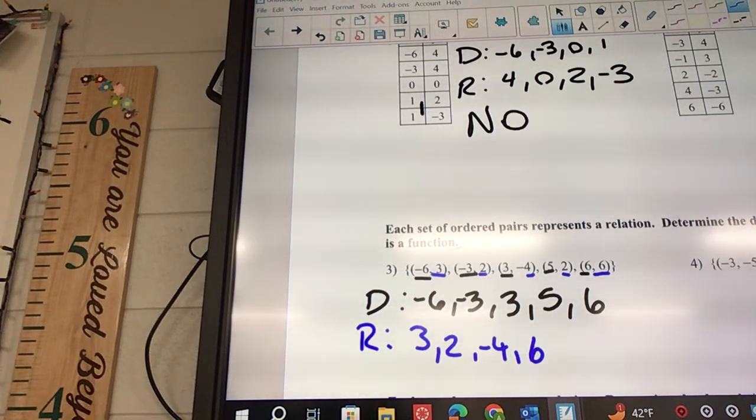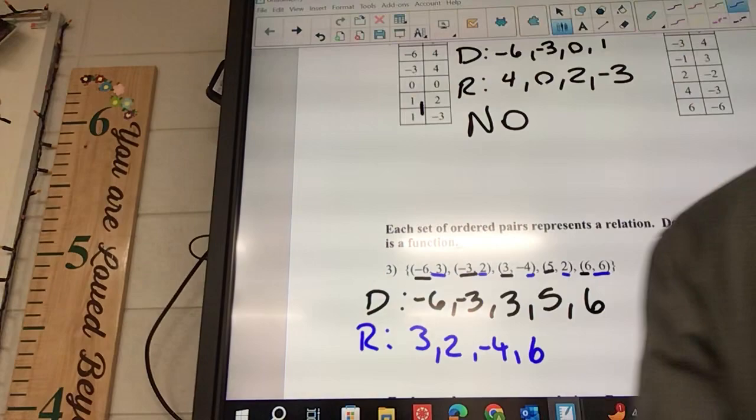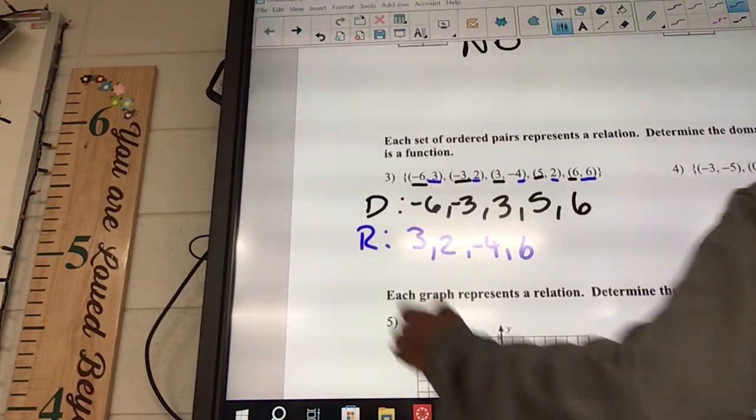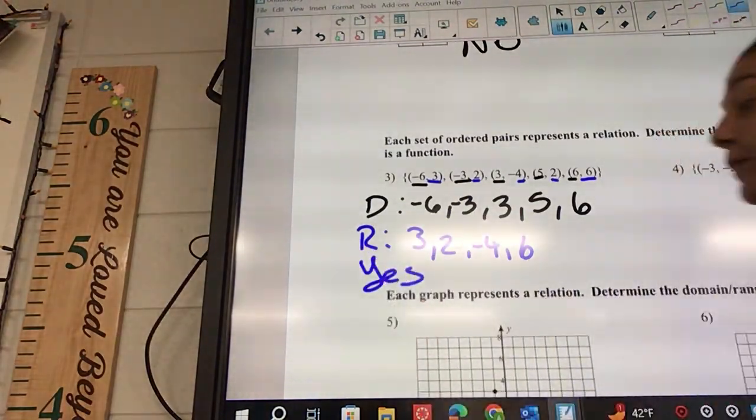Okay, and then we do the same thing again as far as whether this is a function or not. We look at the x's, and if any of them repeat, it is going to be not a function. And in this case, none of them repeat, so yes, it is a function.